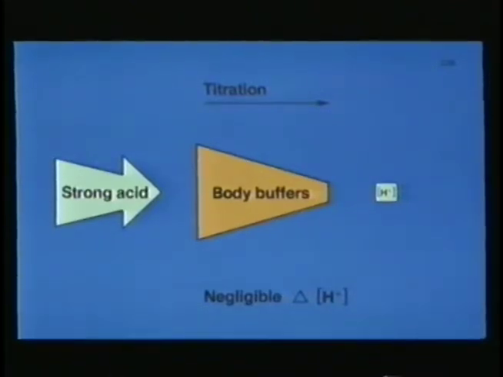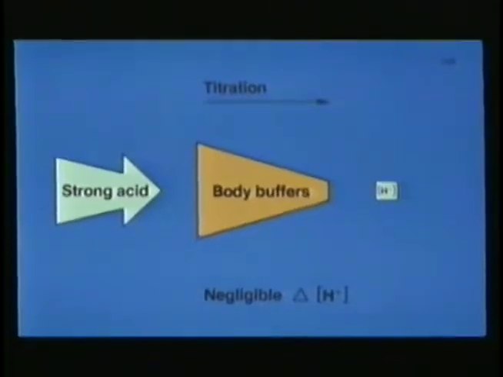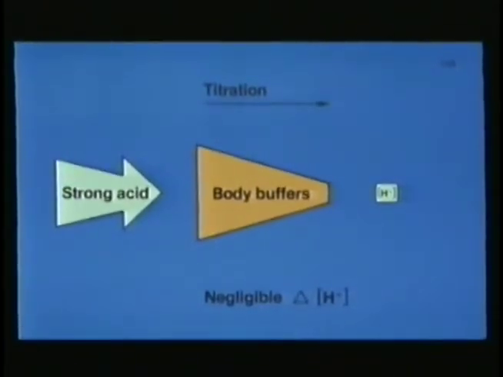26. Titration of body buffers permits the influx of a large quantity of strong acid, such as that produced each day by cellular metabolism, to occur without a significant change in body fluid acidity. The addition of this quantity of acid to a solution lacking in buffers would result in a large increment in hydrogen ion concentration.